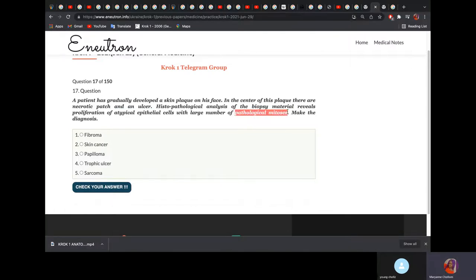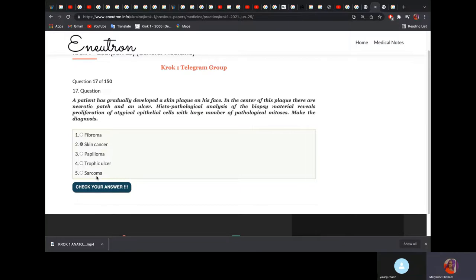It's a form of a cancer, or it is malignant. They talk about a cancer, but if it doesn't have atypical cell or pathological mitosis, it's benign. Because of this, we have sarcoma and carcinoma, these two cancers, one, two. That could be our option because papilloma and fibroma are benign. Yes, we covered this in the lecture.